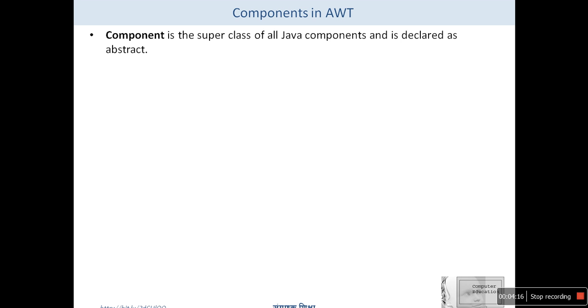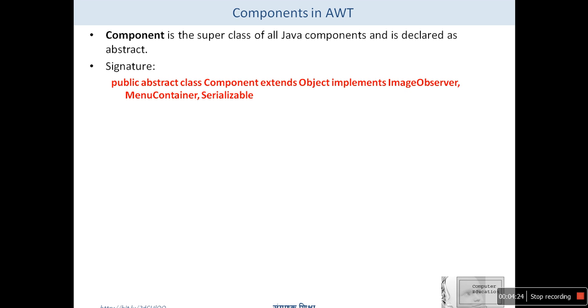So what is a component in AWT? Component is a superclass of all Java components and is declared as an abstract class. Let's see the signature of the Component class. As we see, Component is an abstract class with public access. It extends the Object class and implements ImageObserver, MenuContainer, and Serializable.